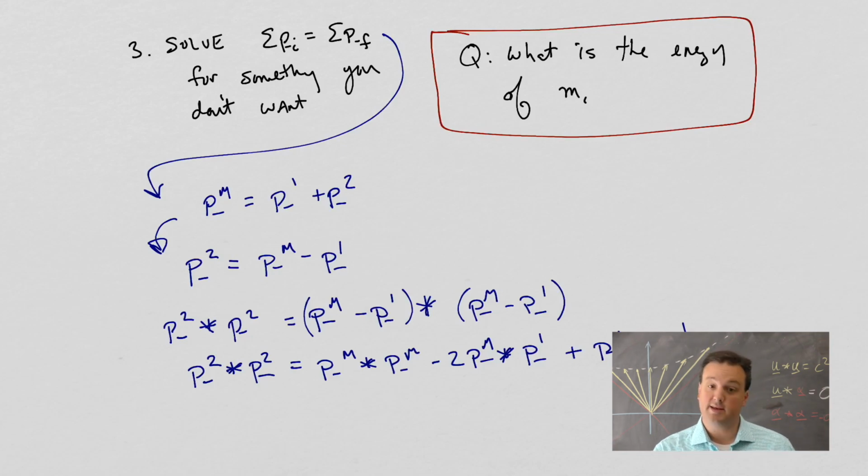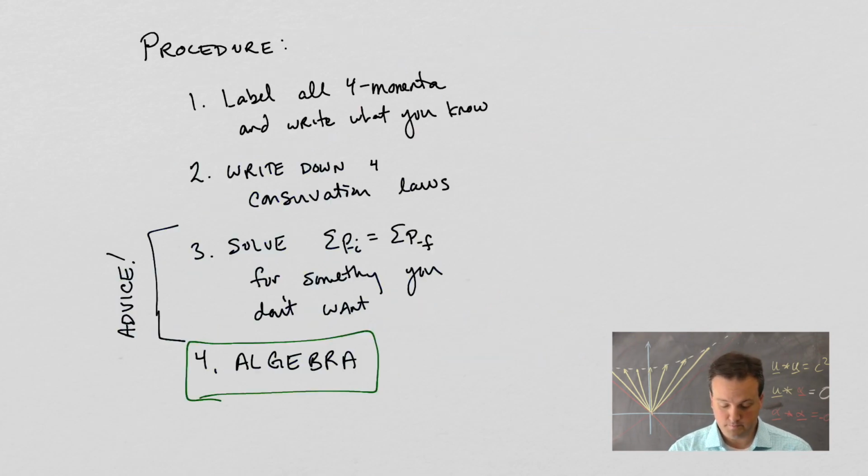The left-hand side is just the 4 dot product of P2, P2. And the right-hand side actually has 4 different terms, but 2 of them are the same, and so I can put it into 3 different terms. Now, I have 5 total equations, right? I have the 4 from the conservation laws and this 1 extra equation that I got from this dot product. Now I have to do algebra.